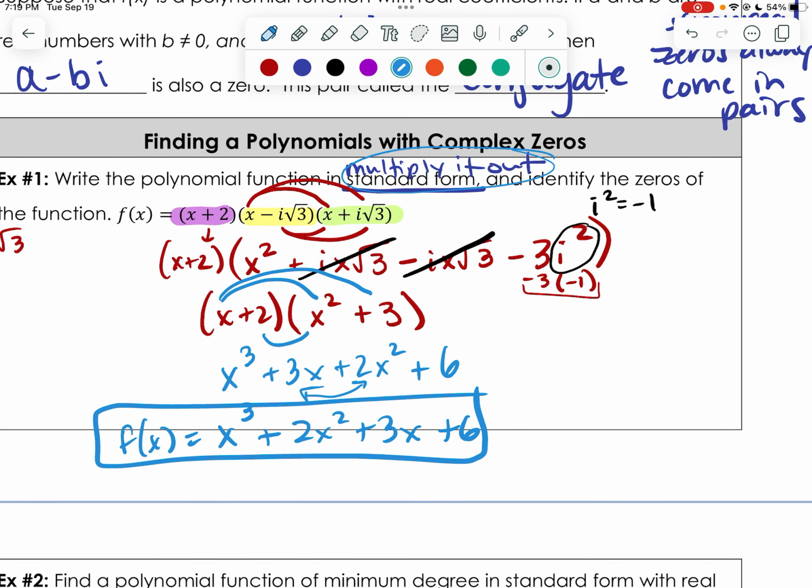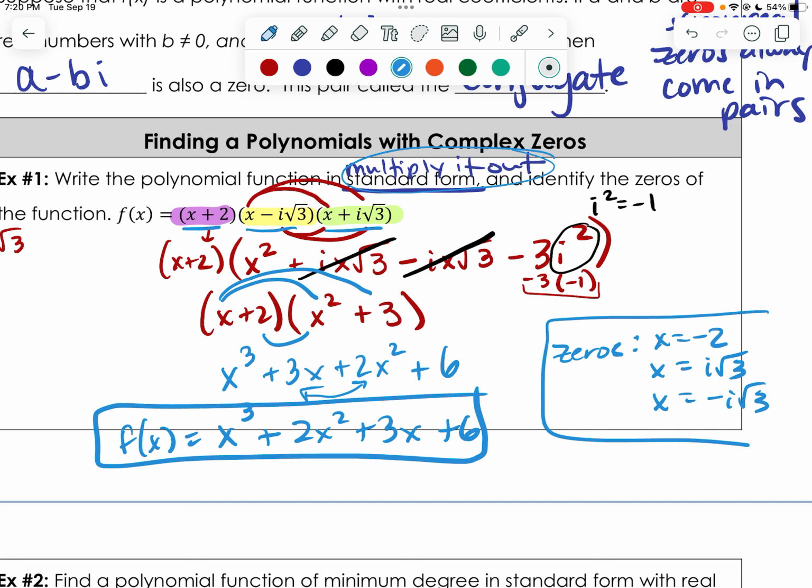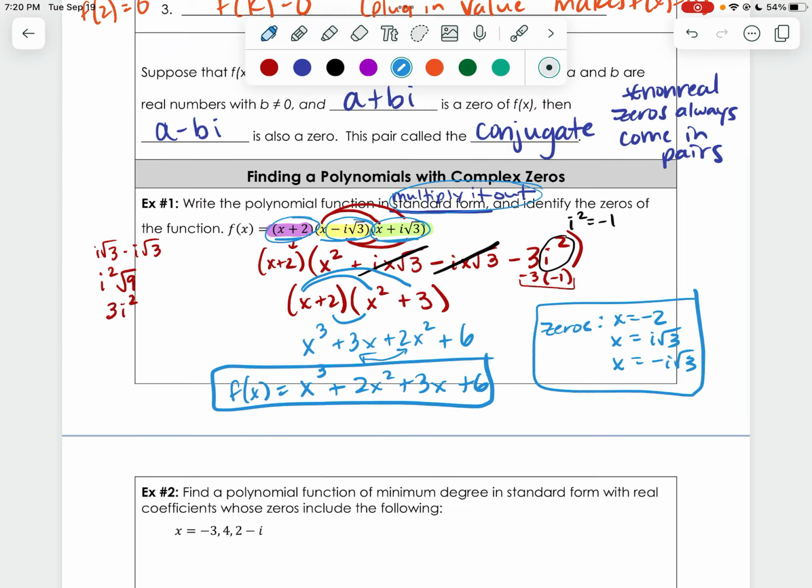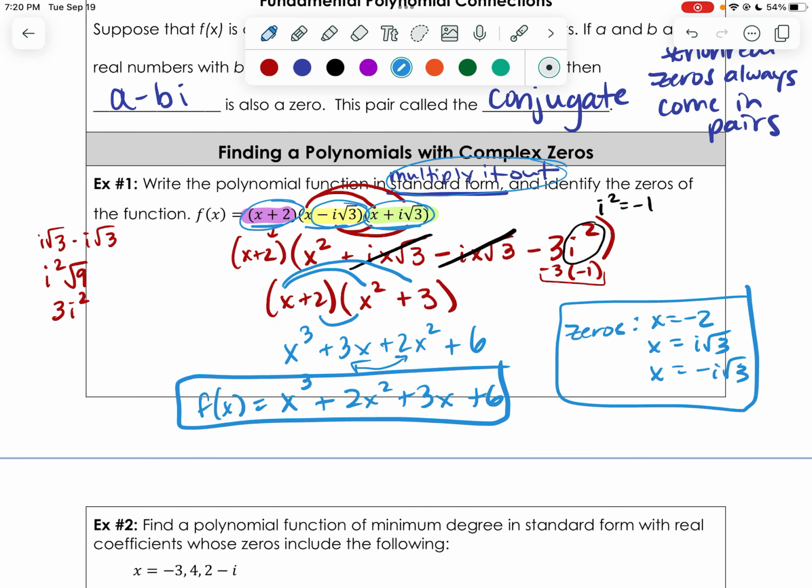And then we also want to write the zeros out. Okay, so remember, zeros are just the opposites of all the factors. So the zeros, if I had x plus 2, then my zero would be -2. Now the other one says x minus i root 3. That means that one of my answers is positive i root 3, and then the other one is negative i root 3. And so you could also write that as plus or minus i root 3, but again, it's just the opposites of your factors. Okay, so standard form just means multiply it out.